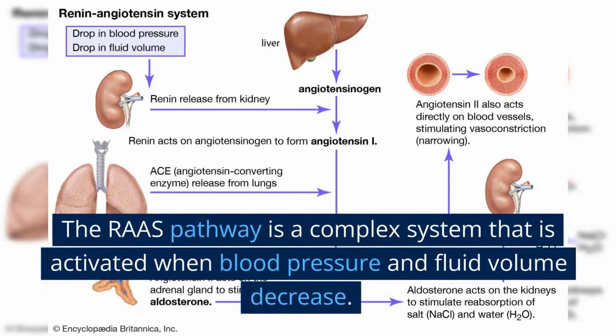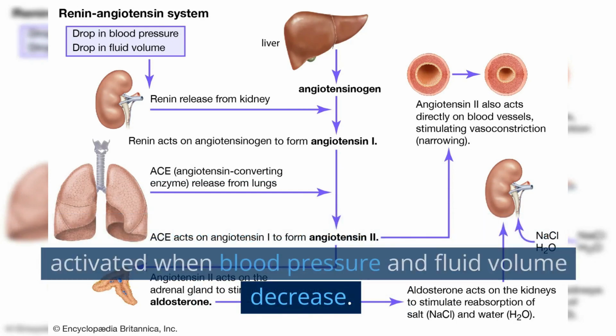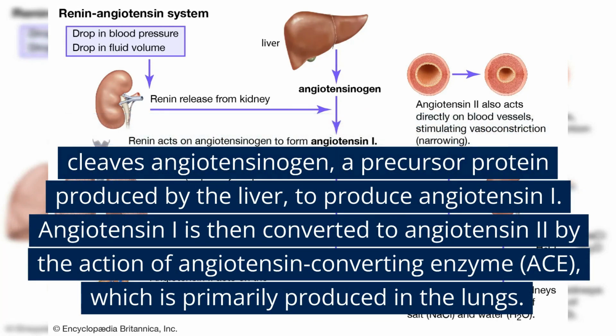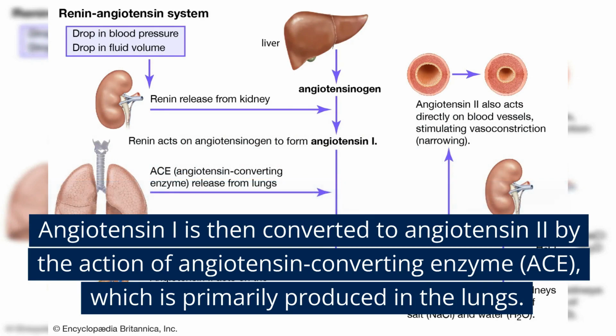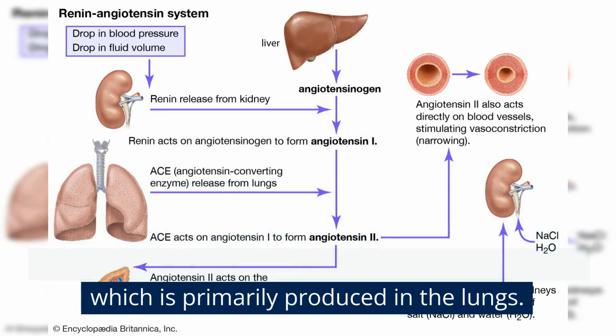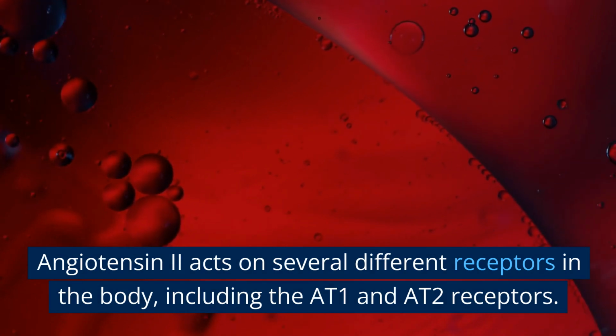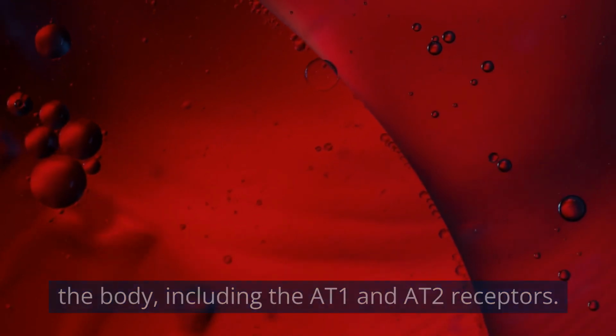The RAS pathway is a complex system that is activated when blood pressure and fluid volume decrease. Renin, an enzyme produced by the kidneys, cleaves angiotensinogen, a precursor protein produced by the liver, to produce angiotensin I. Angiotensin I is then converted to angiotensin II by the action of angiotensin-converting enzyme, ACE, which is primarily produced in the lungs. Angiotensin II acts on several different receptors in the body, including the AT1 and AT2 receptors.